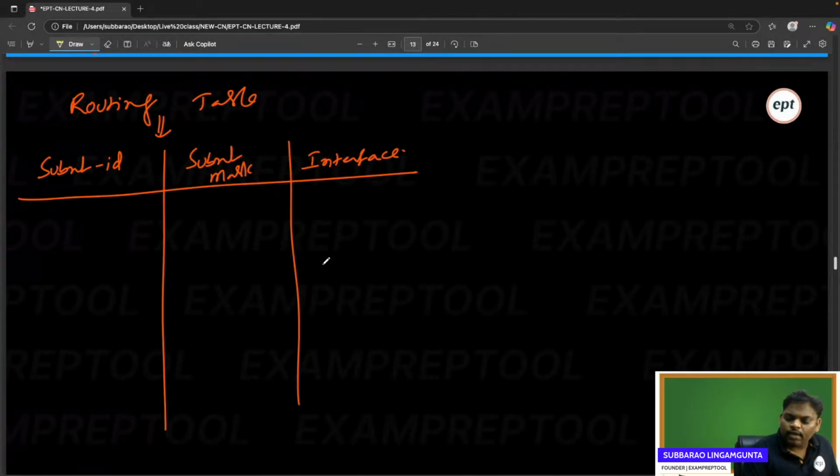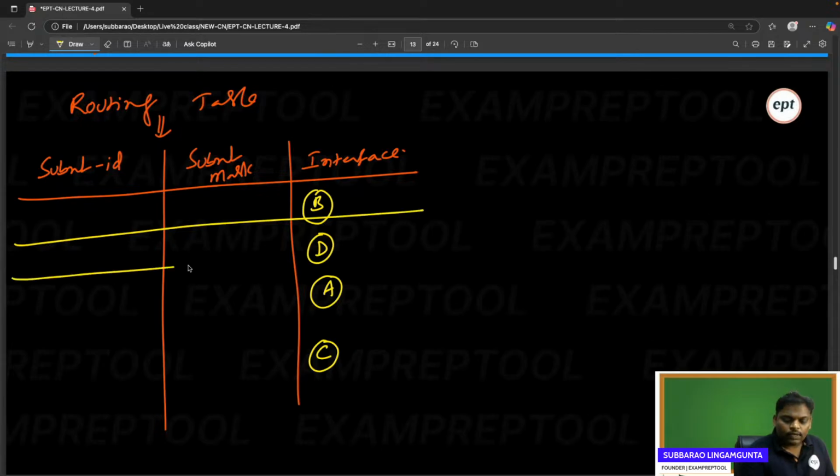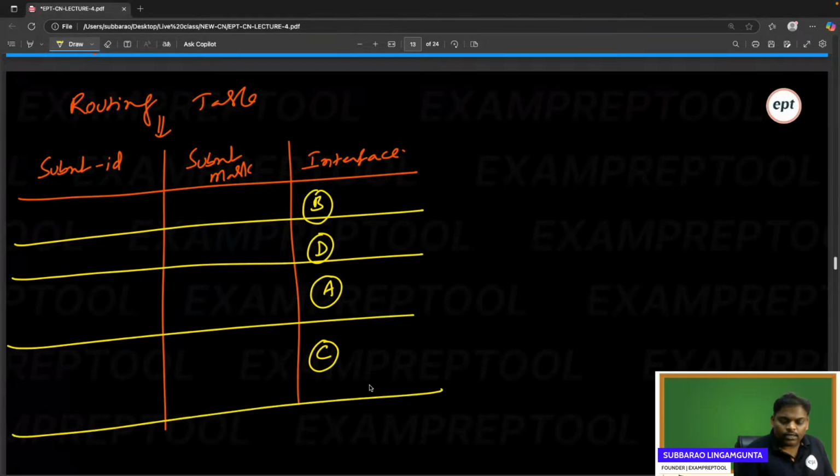I am writing here. It is interface A. It is interface B. Assume. It is interface C. It is interface D. I am writing randomly. For every interface, in the table, one entry should be there.